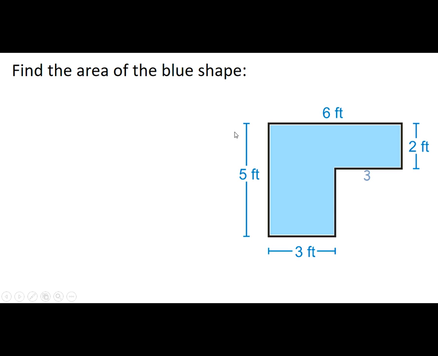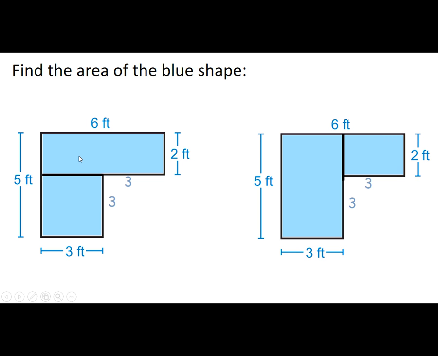We do the same thing with this missing measurement. Well, this side over here on the left has to be 5. This part of the right is 2. So this missing part, which is what we're looking for, would have to be what? It's got to be 3. So now take this shape, break it up any way you want. You may need some scratch paper, and find the area of the whole thing.